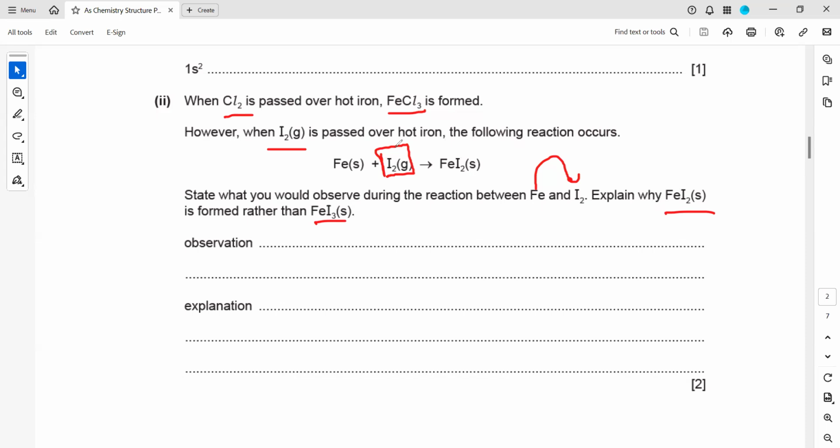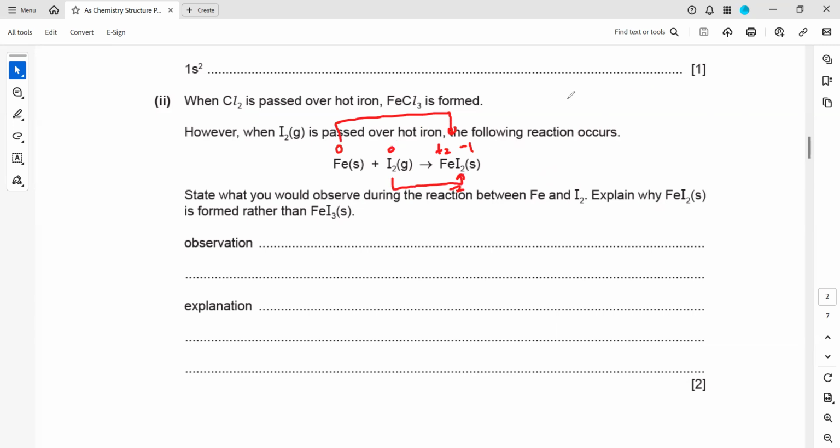So as a result, what will happen? Iodine is purple and it is forming a solid iron iodide. So a solid is formed. So what we'll observe is that the purple vapor disappears. That is one observation. And the second thing is why it does not form FeI3, why FeI2. In this reaction, iron is 0, then it will become +2. And iodine is 0, it will become -1. Each is -1, 2 will be -2. So iron is being oxidized and iodine is being reduced.